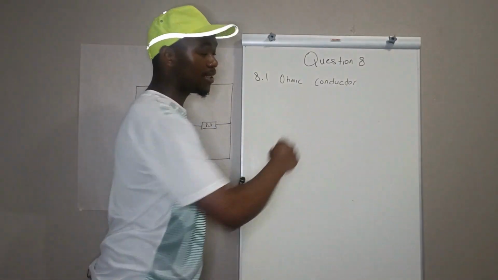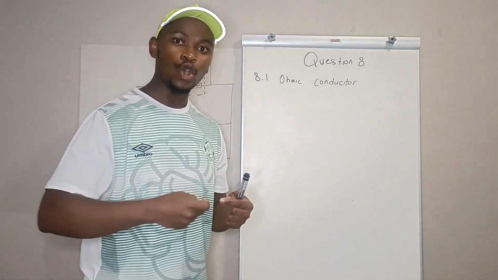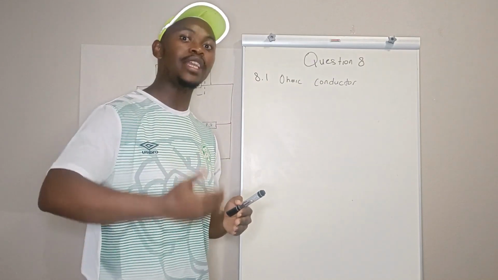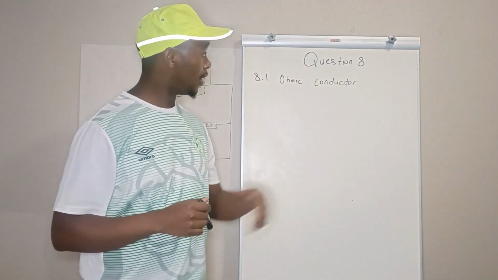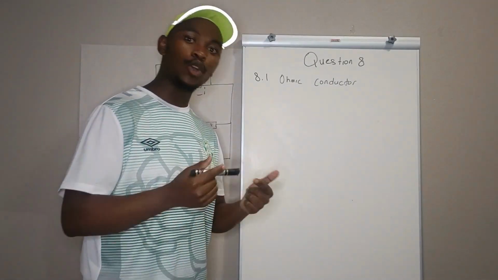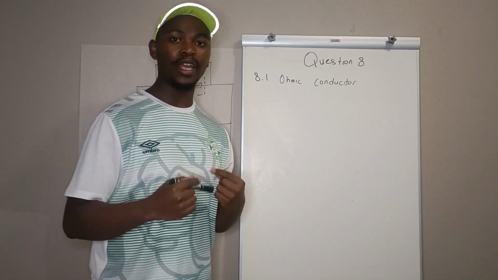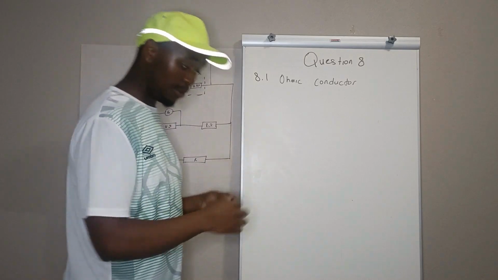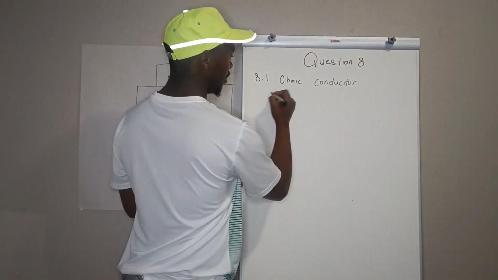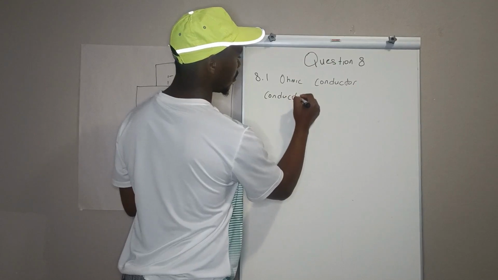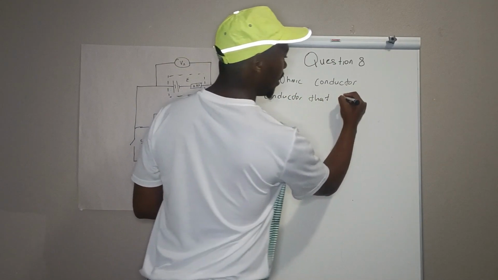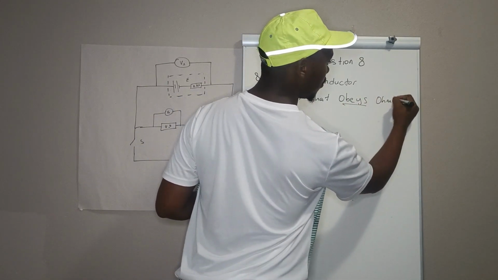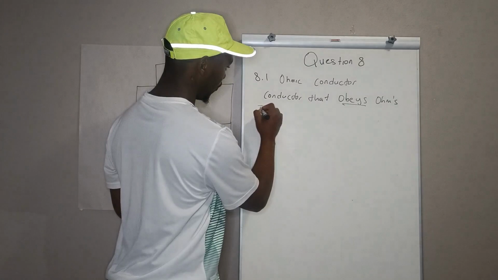If we tie in these two words, it means that this is a conductor that obeys. Remember, I said someone is a South African. It means they reside in South Africa. They obey the laws of South Africa. If it is an ohmic conductor, it means it obeys. This type of conductor obeys the laws of Ohm's law. So a conductor, an ohmic conductor is simply a conductor that obeys Ohm's law.